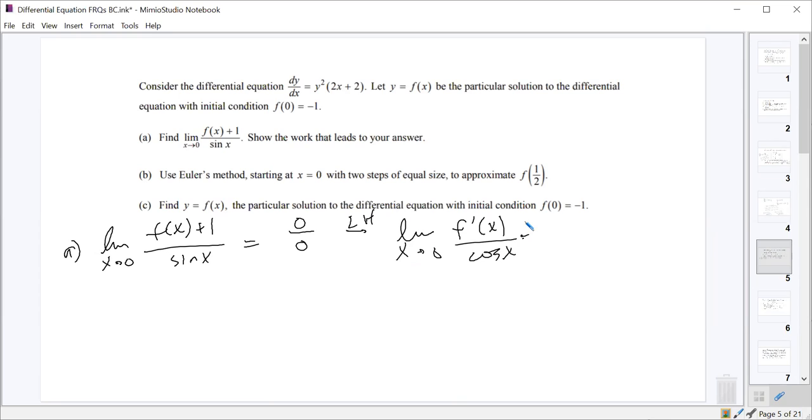And f prime at 0, we'll have to figure out what that is by plugging in 0 for x and -1 for y. So dy dx at 0, -1 should be 1 times 0 plus 2. So that should be 2. And then over the cosine of 0, which is 1. So we should get 2. Everybody good there with A?